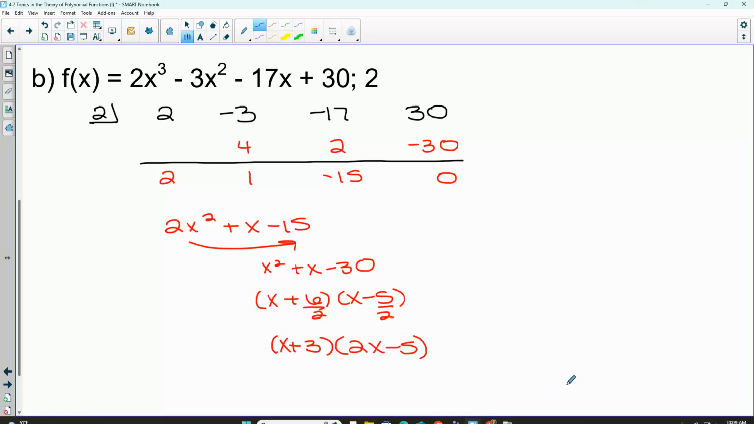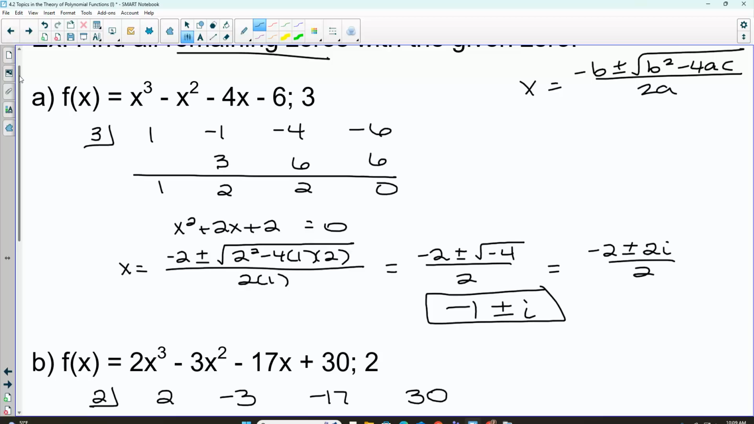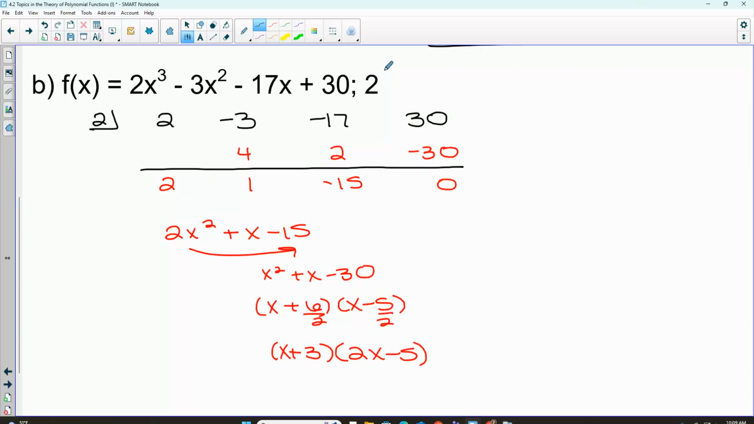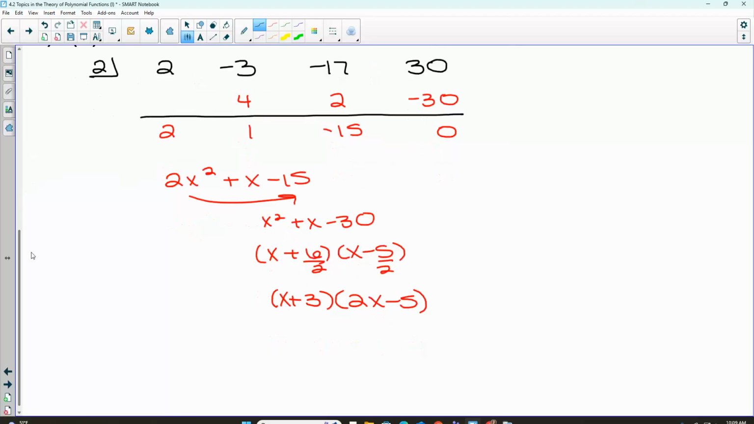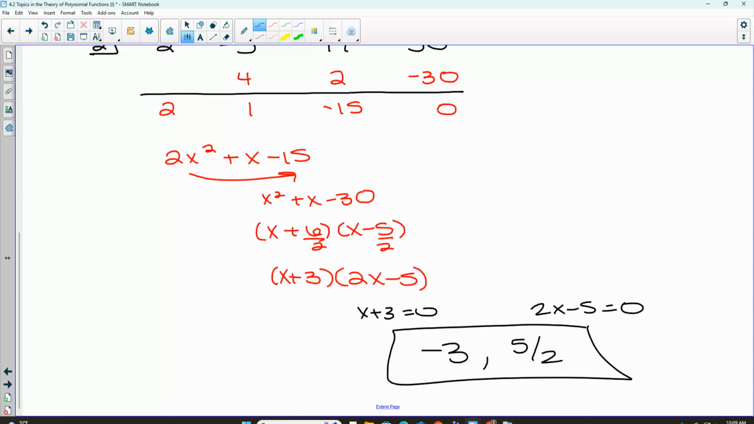Do you guys get that? Okay. Our directions, this time I wanted the remaining zeros. So zeros are just numbers. I only wanted the remaining ones, so you don't have to give me the one I already told you. So I'm just asking, what are the other two? So what makes x plus 3 equal 0? Negative 3. What makes 2x minus 5 equal 0? So your remaining zeros are negative 3 and 5 halves.